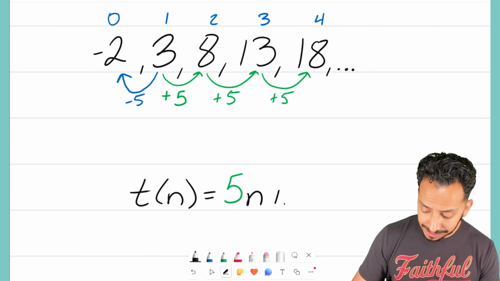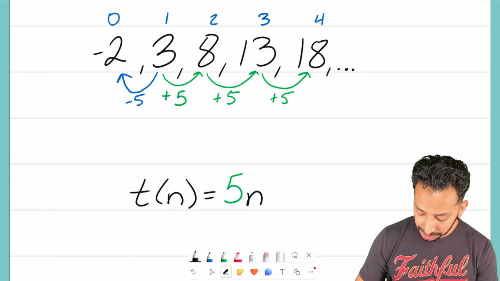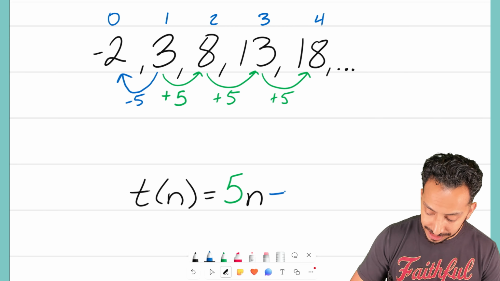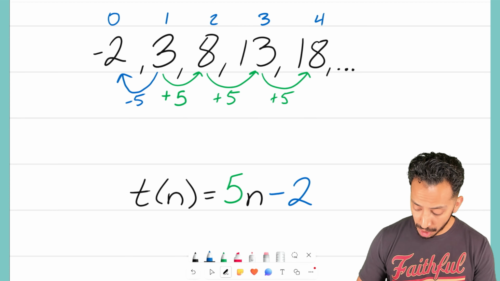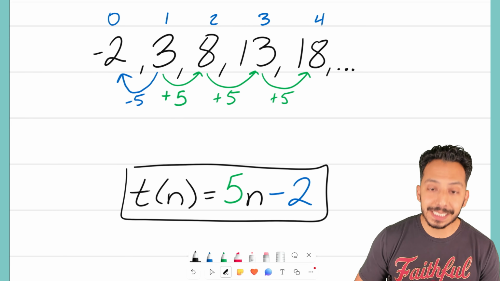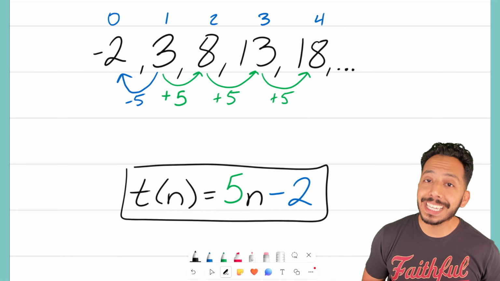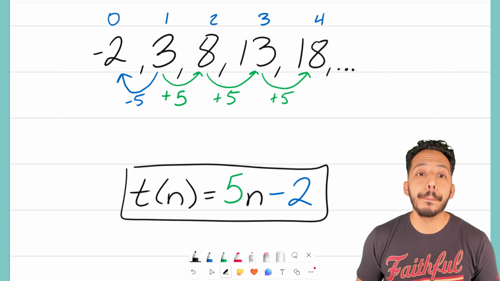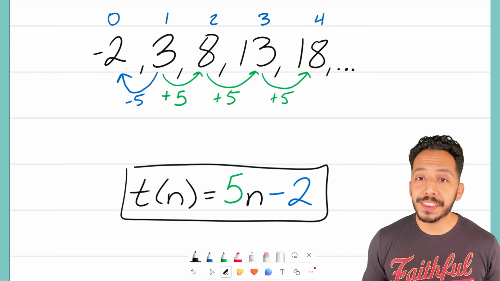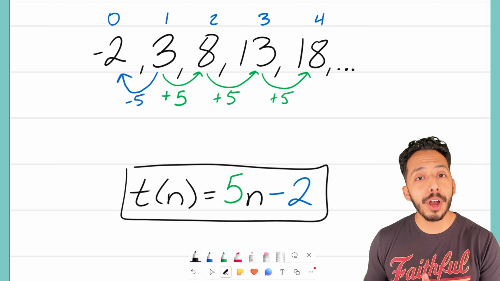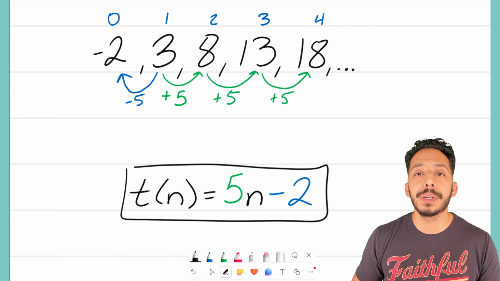I can go ahead and erase this part of our equation, and instead I can substitute in a minus 2. So this is the explicit equation for our arithmetic sequence: T of n equals 5n minus 2. Where did the 5 and the minus 2 come from? 5 is our common difference. Negative 2 is our 0 term.